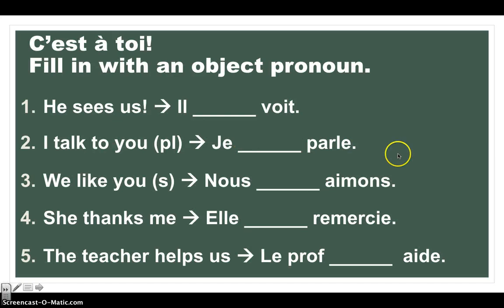All right, pause the video right now and just try and fill in the blank with an object pronoun that you think would fit. No, really, you gotta pause. No cheating now. Here are your answers. He sees us. So us is your pronoun. Nous. Il nous voit. I talk to you. I talk to y'all. Je vous parle. There's your pronoun. We like you. You're cute. T'aimes. Did you catch the T apostrophe? Huh? She thanks me. Elle me remercie. The teacher helps us. She always will. Le prof nous aide. So there are your object pronouns.